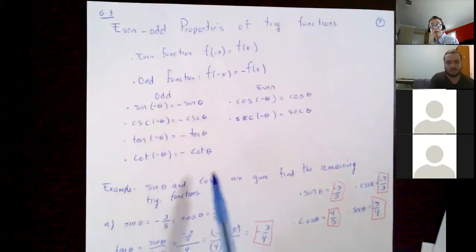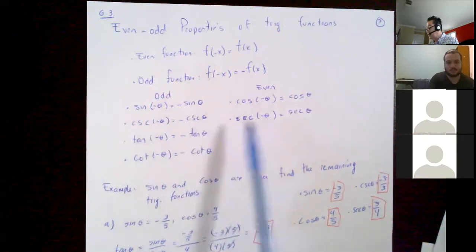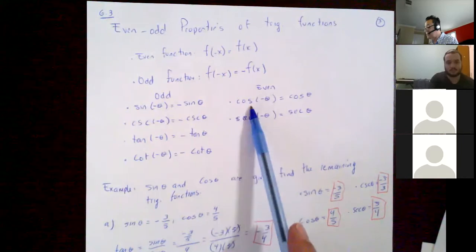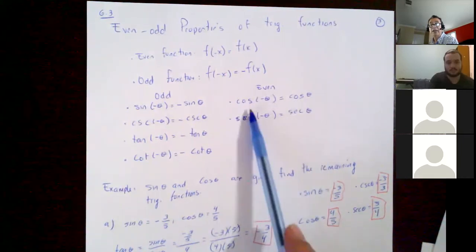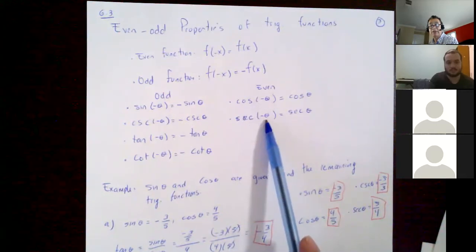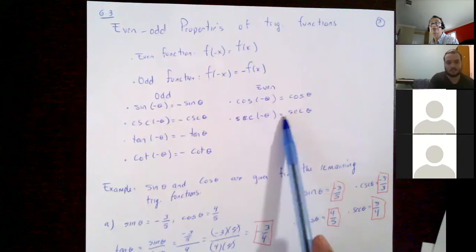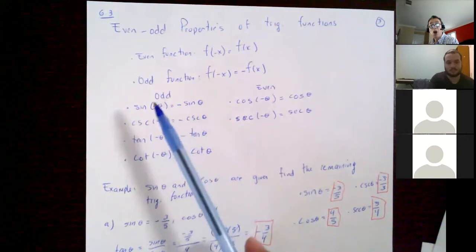Notice which functions are odd and which functions are even. The only even functions are the cosine, cosine of negative theta equals cosine of theta, and the reciprocal of the cosine, which is the secant. Secant of negative theta equals secant of theta. The other four are odd.